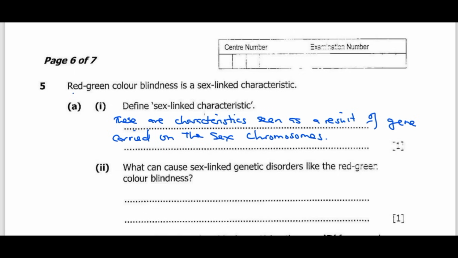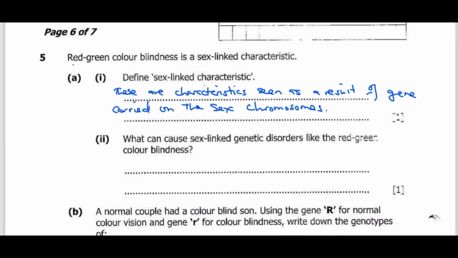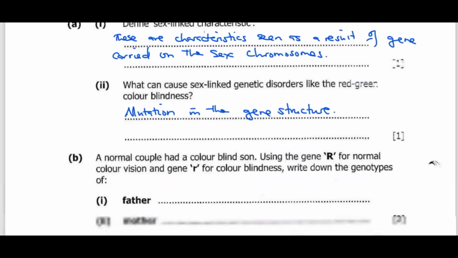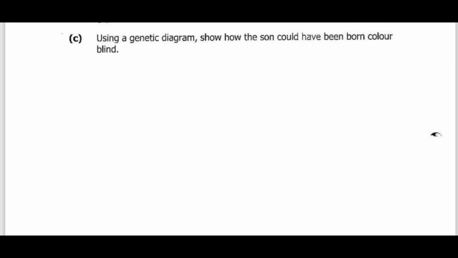Okay, so what can cause sex-linked genetic disorders like the red-green color blindness? So number one, what can cause this is mutation, so mutation in the gene structure. So mutation in the gene structure can cause color blindness. Okay, let us move.